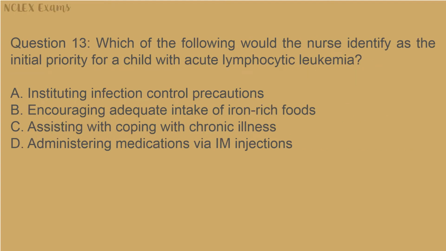Question 13. Which of the following would the nurse identify as the initial priority for a child with acute lymphocytic leukemia? A. Instituting infection control precautions. B. Encouraging adequate intake of iron-rich foods. C. Assisting with coping with chronic illness. D. Administering medications via injections.